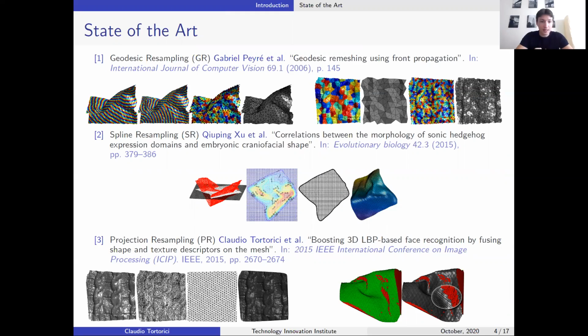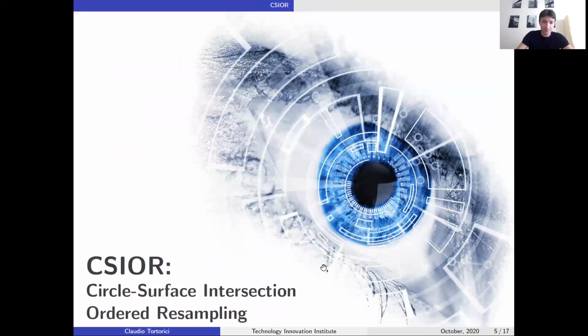And last, we have the project resampling. That is something that we used in the past and resulted to be very effective for quasi-planar surfaces. In fact, it uses a projection, and then we regularize the tessellation using the Delaunay triangulation, and then we reproject back the points in the 3D space. However, this approach has some limitations when we deal with complex shapes. In fact, it may generate some artifacts on the tessellation of the mesh.